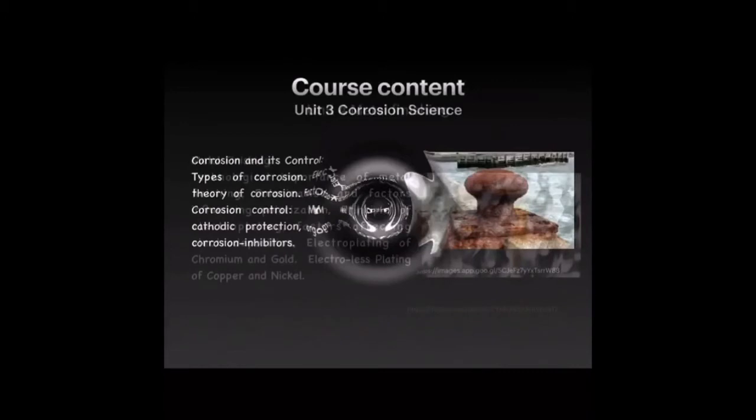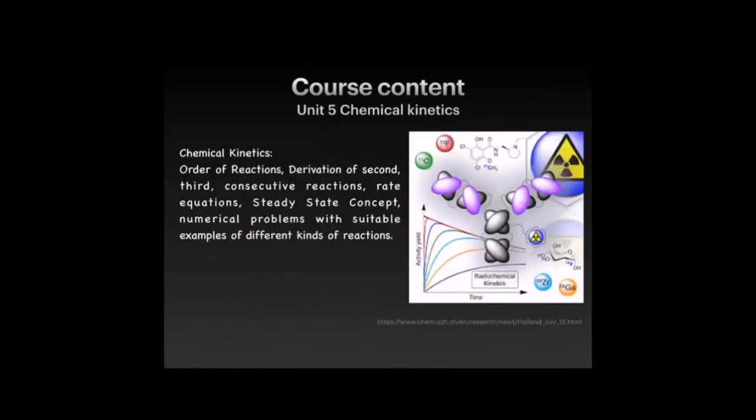In the fourth unit, metal finishing, we will study the importance of metal coating, how to do electrodeposition of one metal over another metal, how to do electroless plating of a metal on another metal, and what the differences between electroplating and electroless plating are. In the fifth unit, chemical kinetics, we will study different orders of reactions. What are the factors affecting the rate of reaction? Why do some reactions occur at a faster rate, why do others occur at a slower rate, etc.